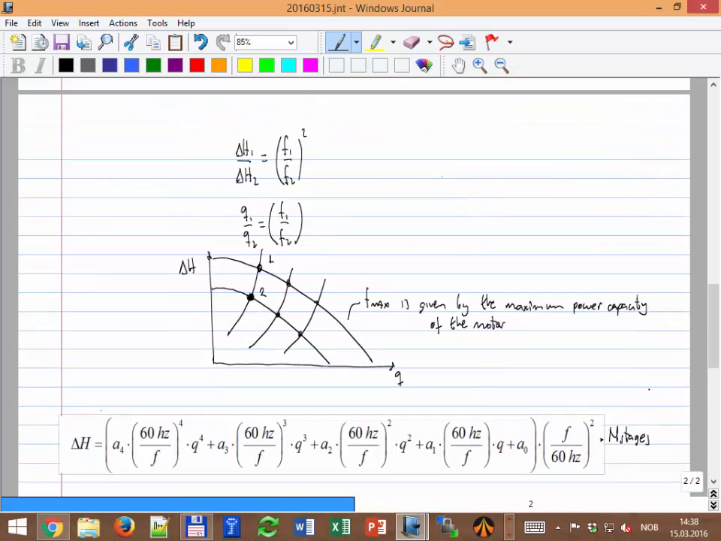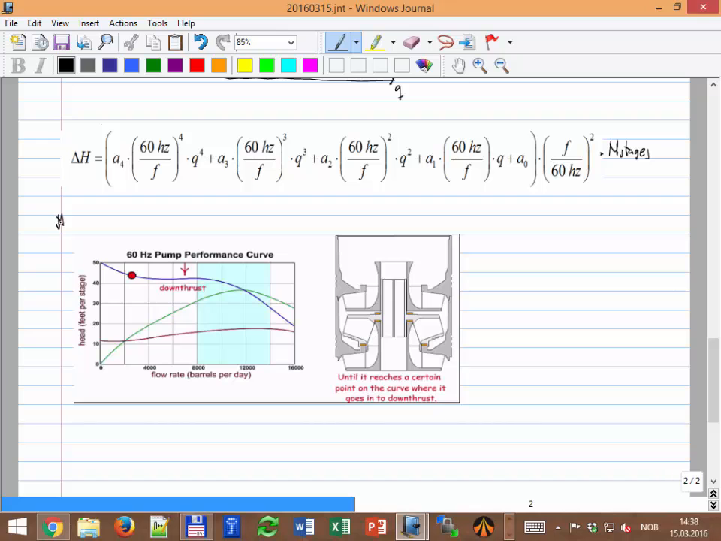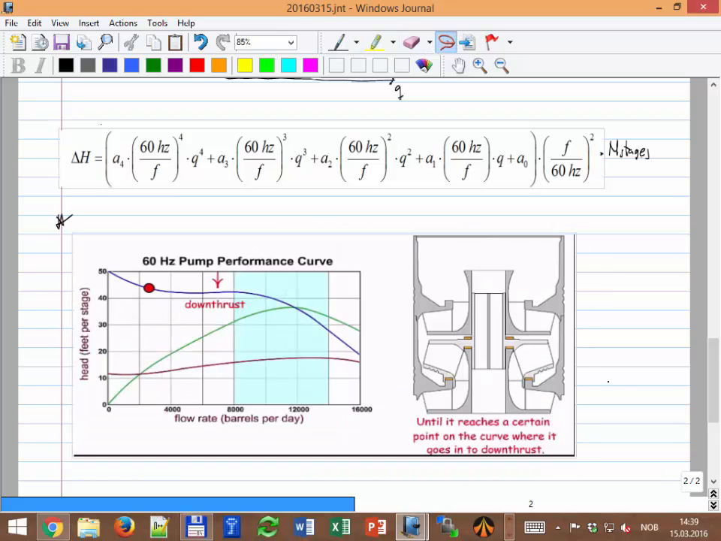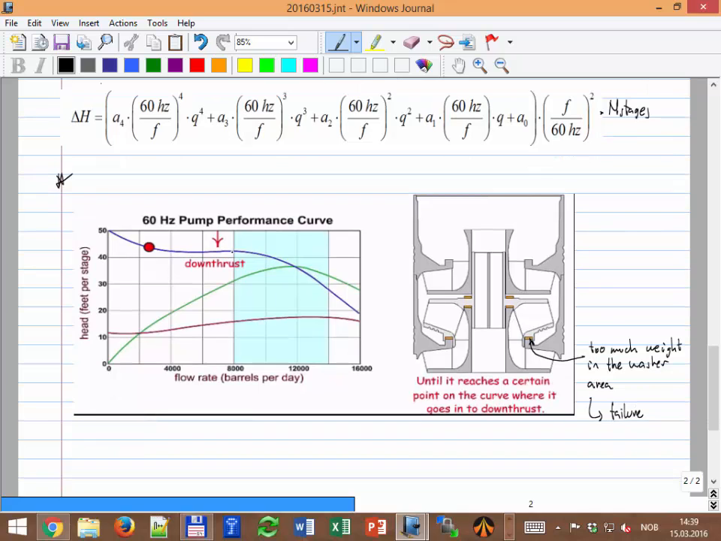I'm going to put it here, but you know it's a continuation of this. If I'm operating all the time at a very low rate, I will have too much weight in the washer area, and that leads to mechanical failure, because that leads to more heat, more wear, friction, and then finally failure. So that's why we don't want to operate on the left side.